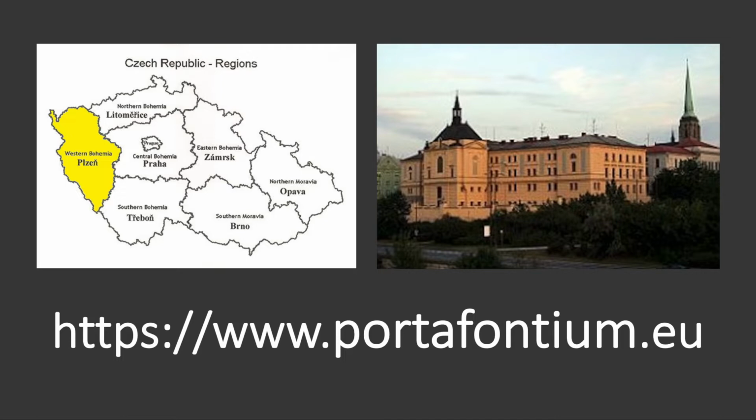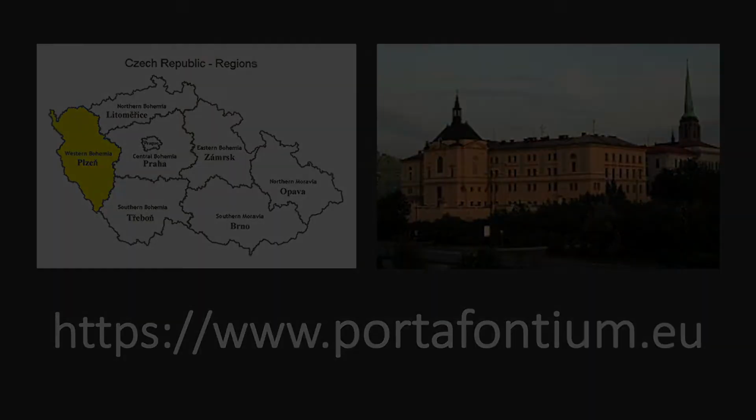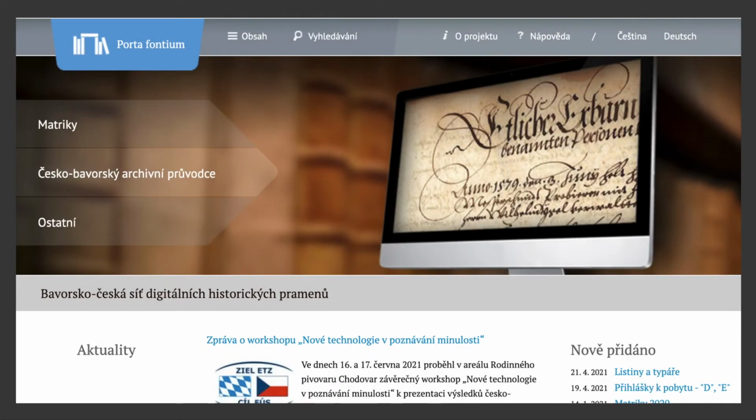their historical records are held at the Plzen Regional Archives and can be accessed online at portafontium.eu. You'll find a myriad of records at Portafontium: city charters, estate records, chronicles, photographs, and the genealogical researcher's best friends, the church registers that recorded births or baptisms, marriages, and deaths or burials.